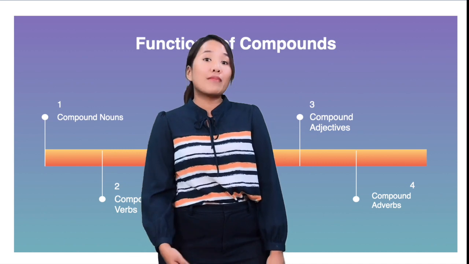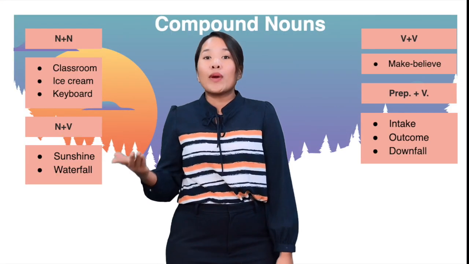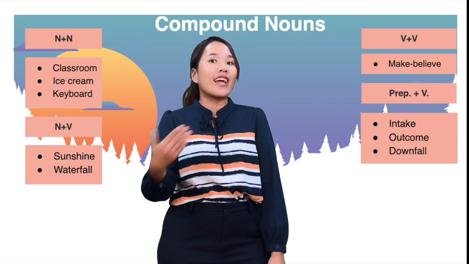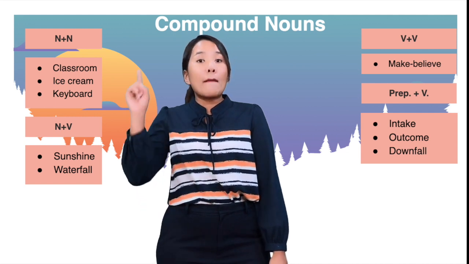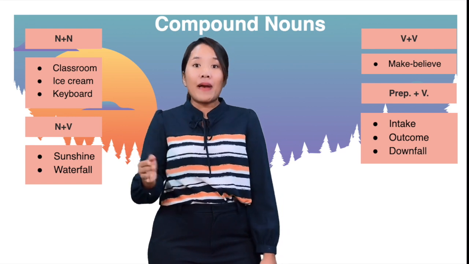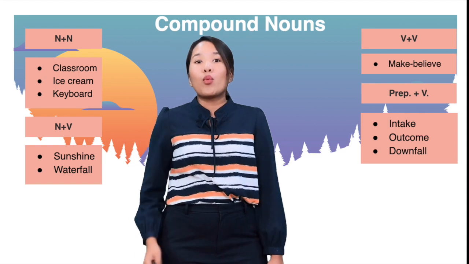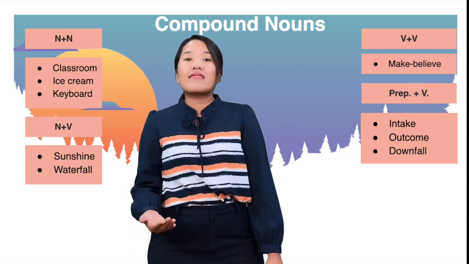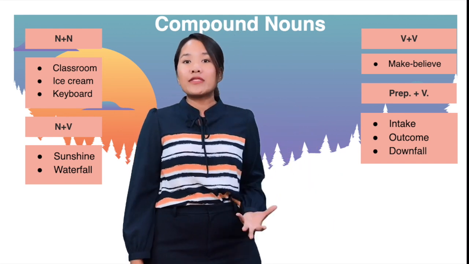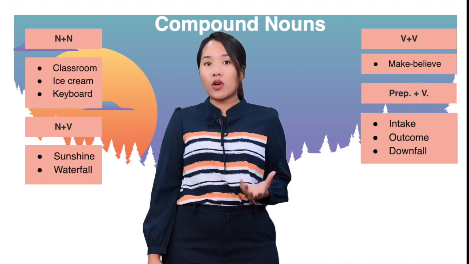Examples of compound nouns could be classroom, ice cream, keyboard. Or we can form compound nouns by using free morphemes that do not belong to the same part of speech. For example, make-believe, which is formed by verb and verb. Or intake, outcome, downpour, which are preposition and verb. That is to say, the part of speech of the elements or the free morphemes that we use to form the compounds do not imply the function of the whole compound.